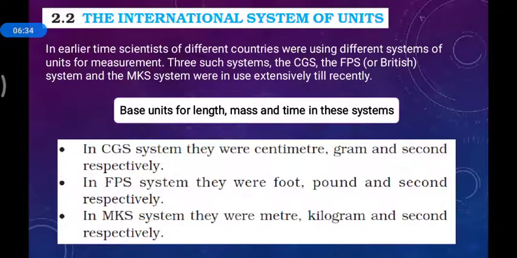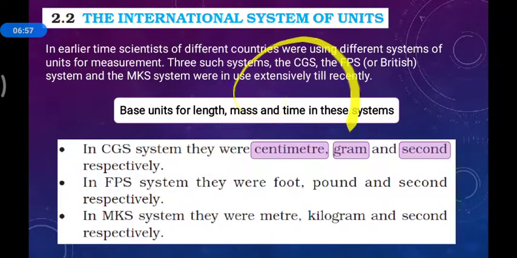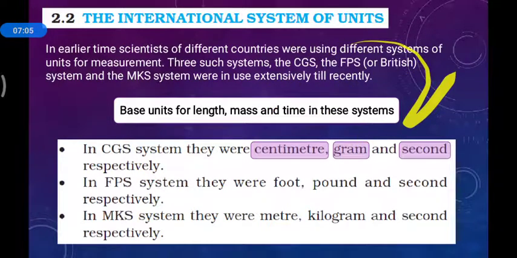So there are three kinds of systems that were used all over the globe in ancient times. First is the CGS system, where C stands for centimeter, G stands for gram, and S stands for second. So length is measured in centimeters in the CGS system. Mass is measured using the gram instead of kg. Kilogram ની જગ્યાએ gram થી માપતા હતા. And time is measured in seconds. So this is the way the CGS system was made in earlier times: centimeter, gram and second.